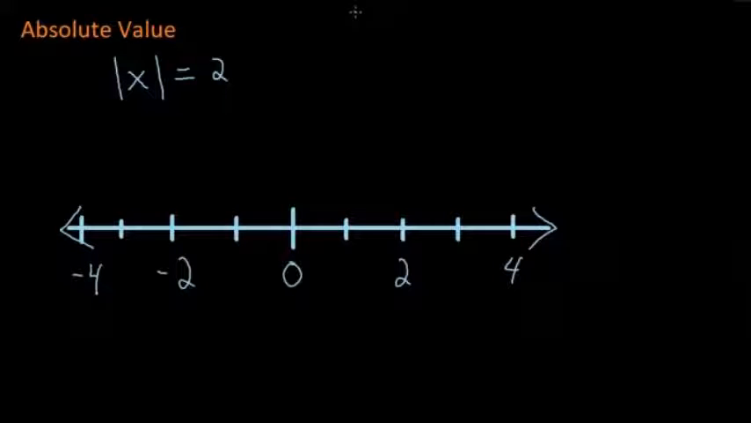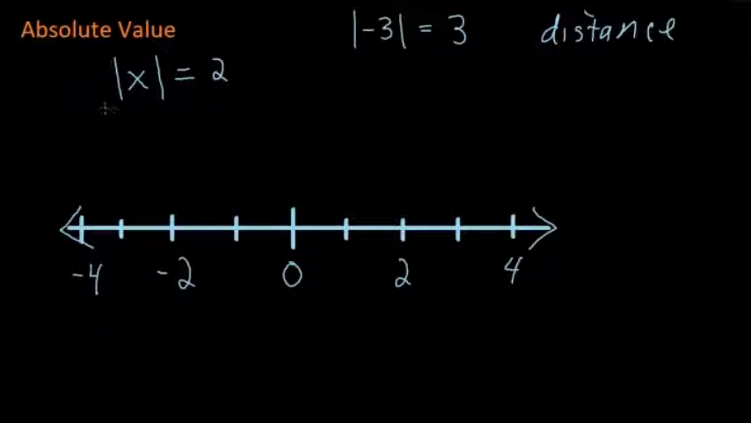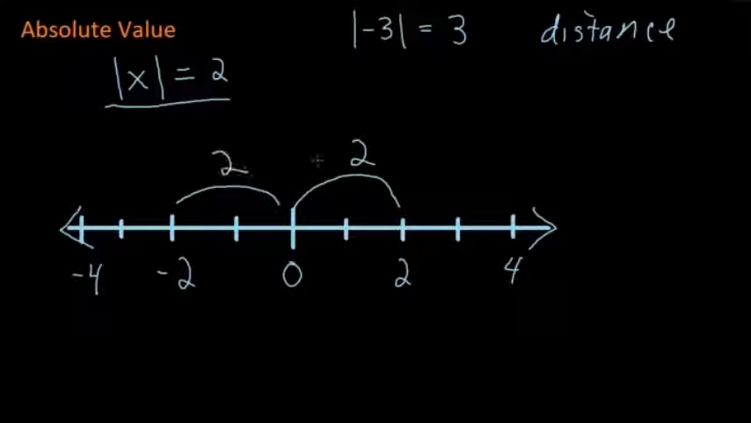Absolute value means if I take the absolute value of a number, it returns the positive value, because absolute value is distance from a certain place. So when I see absolute value of x equals 2, I'm basically saying I want to know which numbers are 2 units from 0. Which numbers are 2 units from 0?